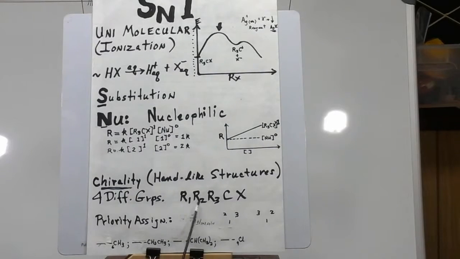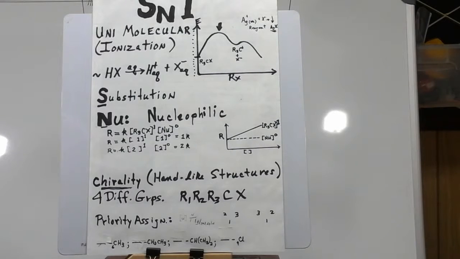Chirality is where you have 4 different groups around the carbon. I'm showing some down here. Say this is a methyl group. This would be an ethyl group. This is an isopropyl group and chlorine. So how do we convert these to 1, 2, 3, 4, making it as simple as we possibly can?